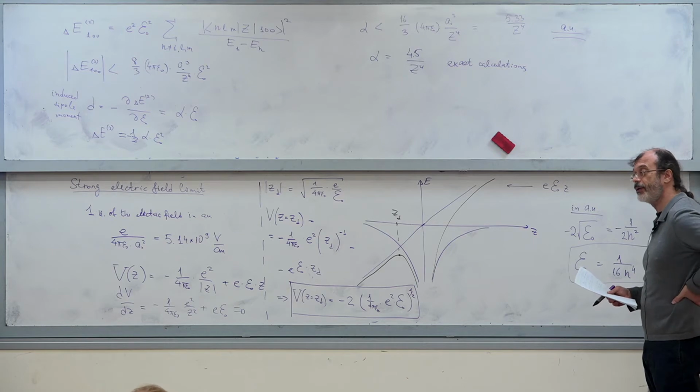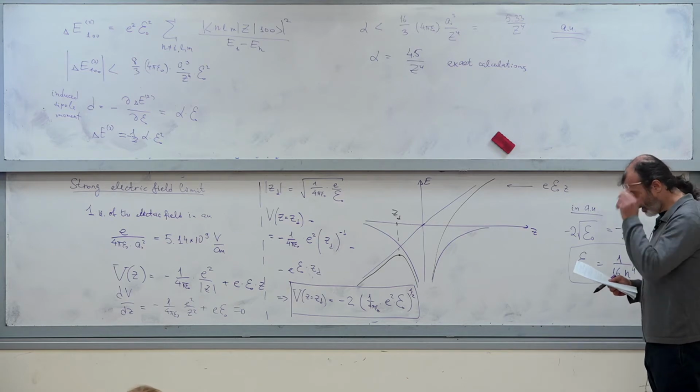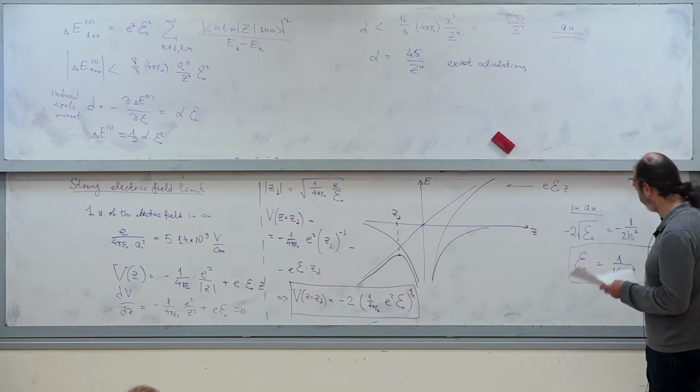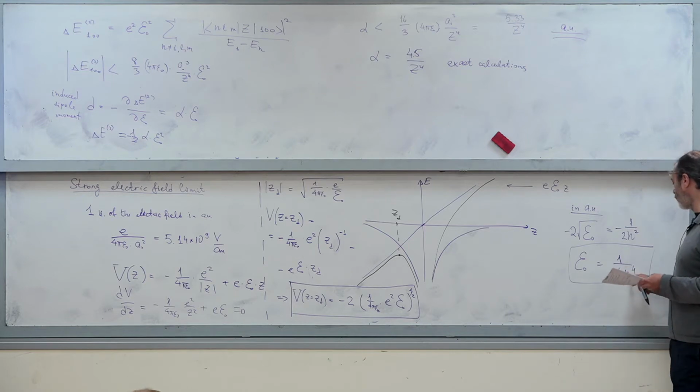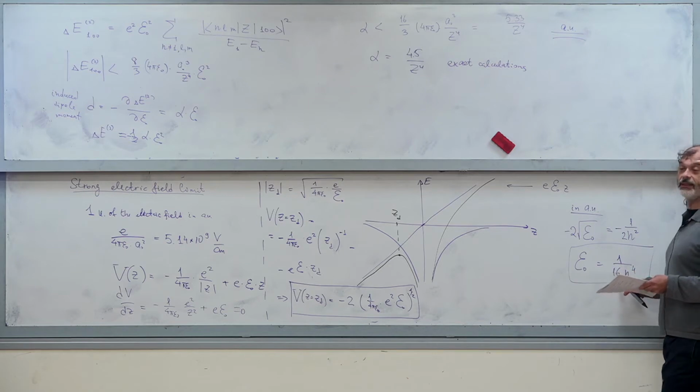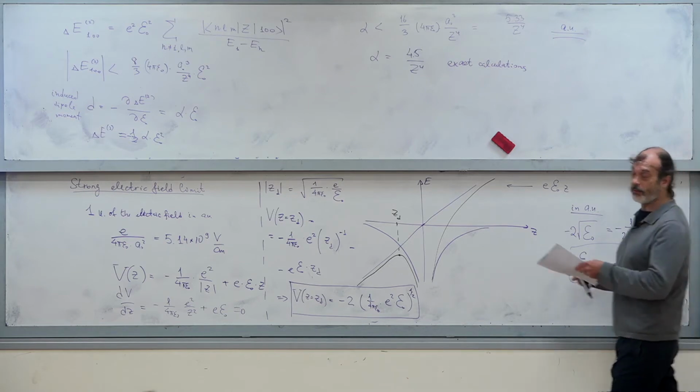Now, what about getting this one equal to 1? So this electric field should be 1 over 16 in atomic units.